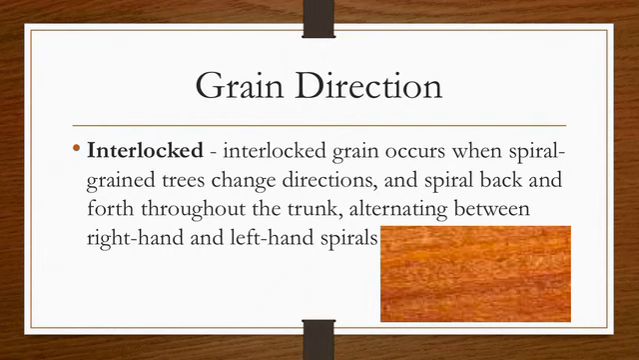Interlocked grain occurs when spiral grains change direction and spiral back. So interlocked is when you have a spiral and it changes direction and spirals back through the trunk, alternating between right-hand and left-hand spiral. In other words, the spiral goes up in one direction, and then you change direction and come back down instead of actually finishing the line. There are some where you follow along the grain straight out to the end, and there are some that just change direction and come back.